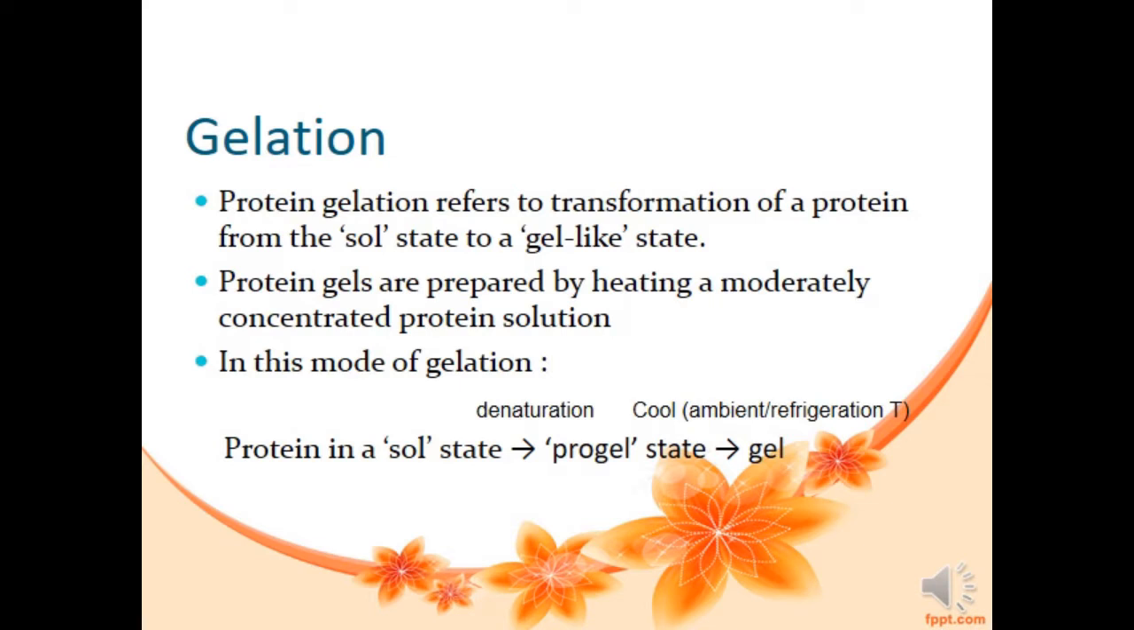And how are these protein gels prepared? So you need heating, and then a moderately concentrated protein solution, so that means the presence of water. So you need water, you need heating, and that will form gel. So the protein is in a solid state when you prepare that moderately concentrated solution. When you apply heat, it begins to denature. So denaturation will happen, meaning the breaking of the structure of the protein due to the heat, when water is being trapped within the native state of the protein to form a progel, the progel state.